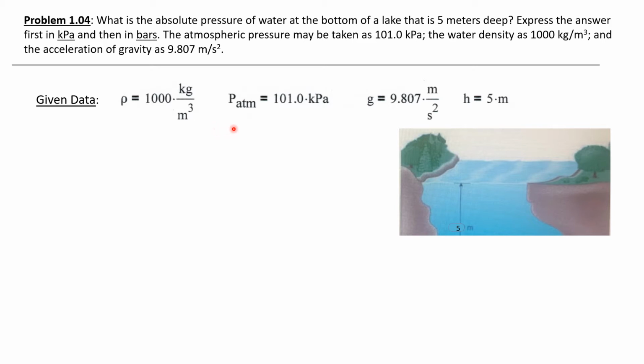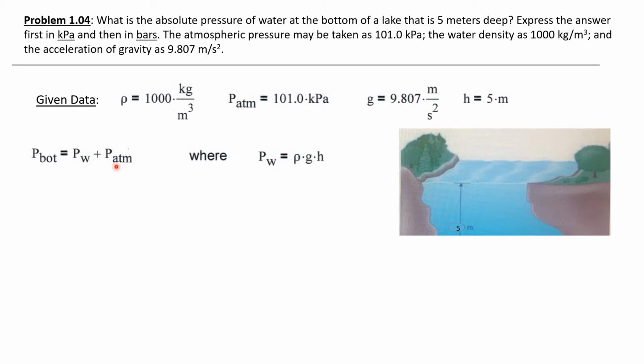So here I've rewritten the given data, and here's an illustration of our problem. We're interested in the pressure at the bottom of the lake, which is just out of view here. And that pressure is created by this column of water above it. Sitting on this column of water is the column of atmospheric air, where that pressure was given as 101 kilopascals. So we can say that the absolute pressure at the bottom of the lake is the sum of the pressure created by the column of water plus the pressure created by the atmosphere.